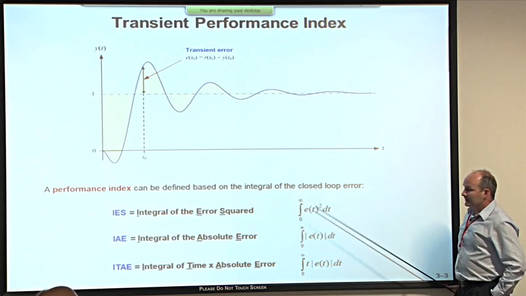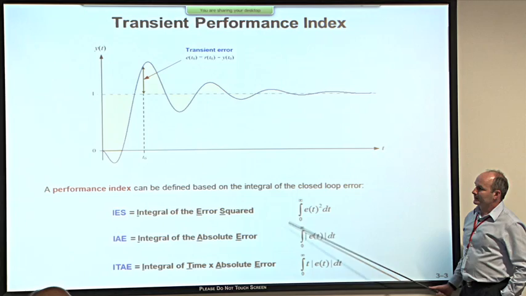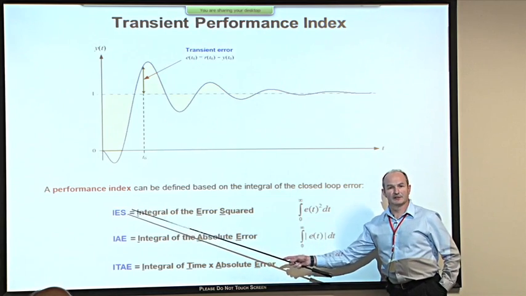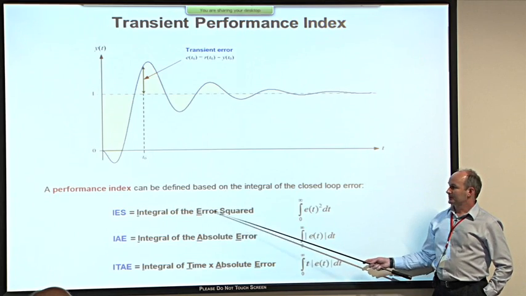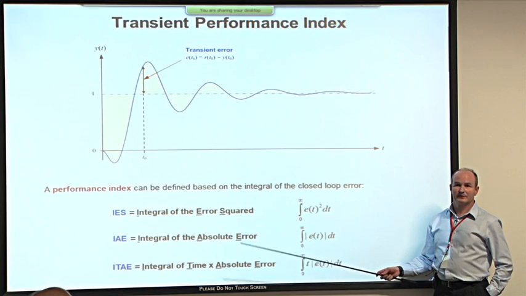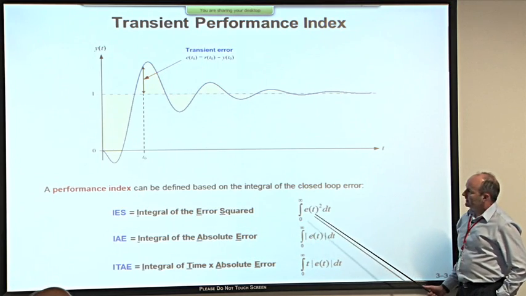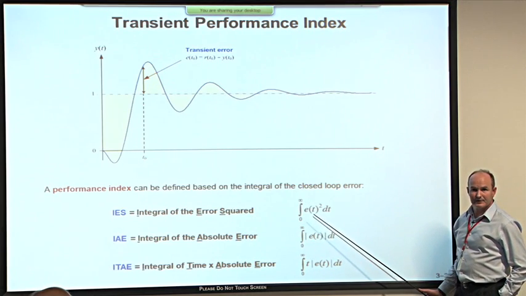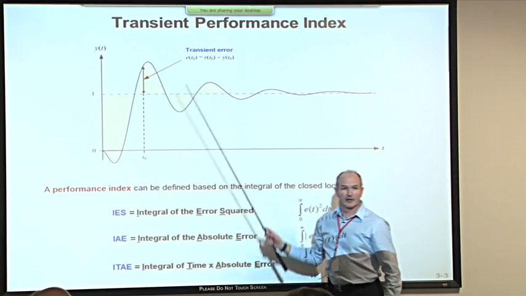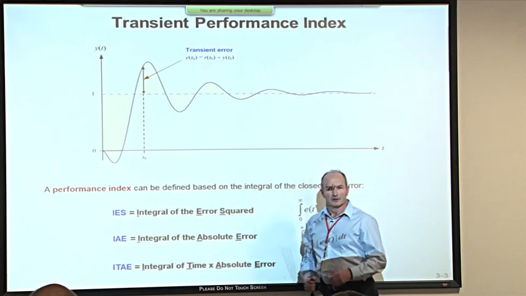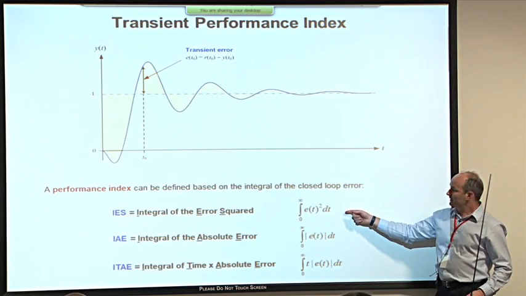You can square the error, it's a nice way, and therefore when you integrate it, you end up with a number that's called the IES, the integral of the error squared. A very popular one. Some books call this ISE, integral of the square of the error, but it's the same thing. This one tends to penalize large overshoots, because if you've got a large error, like it is here, and you square it, you've got a large squared error. So the number tends to be very big, and what we try to do is minimize these integrals.